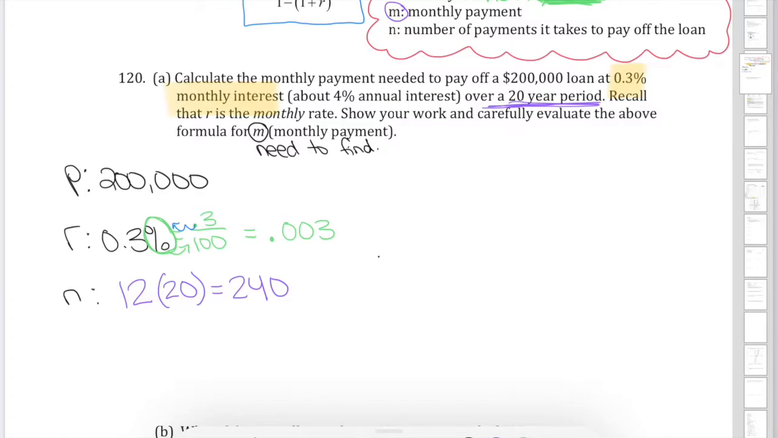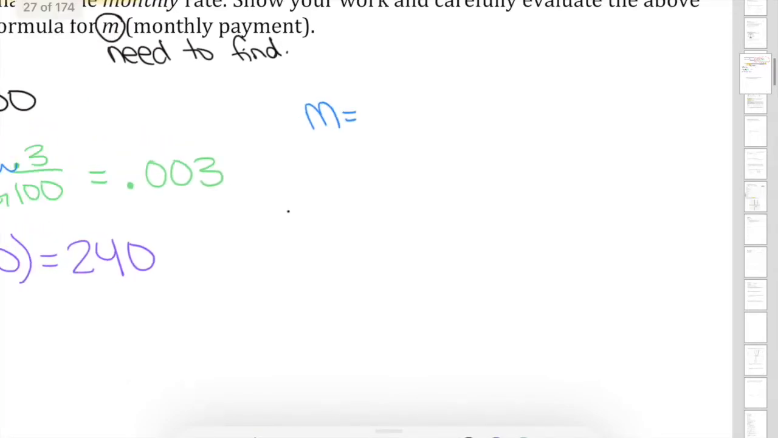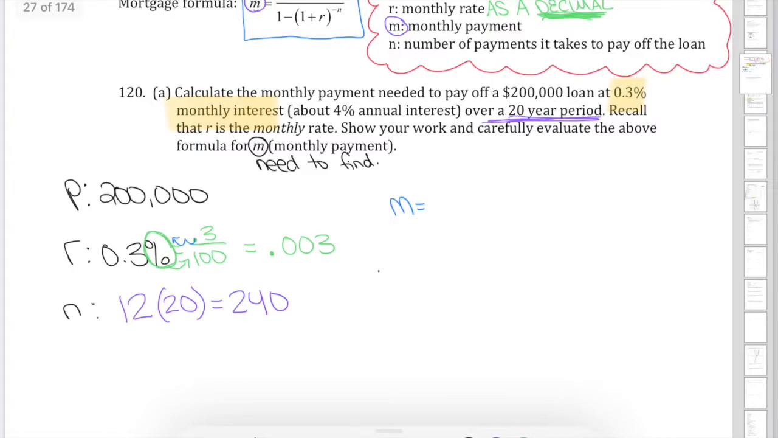Okay, so now that I know what those are, I can plug them into my mortgage formula, which again is in that blue box at the top. So I'm just going to zoom in a little bit here. And I've got M equals. The first thing I have on the top of the fraction in the formula is P. So I'm going to plug in P, which is 200,000, times R. So times R is 0.003. And that's it for the top.